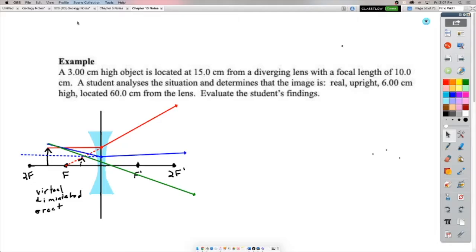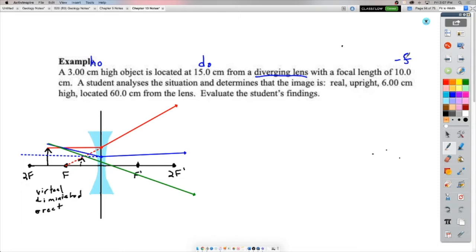Okay, so let's go ahead and see how the math backs us up on this one. A 3 centimeter high object, again, that's HO, height of the object, is located at 15 centimeters from the lens. So that's the distance of the object, with a focal length of 10 centimeters. Now this is a diverging lens. So what does that mean about the focal length? It means it's negative, right? So negative 10 is the focal length.